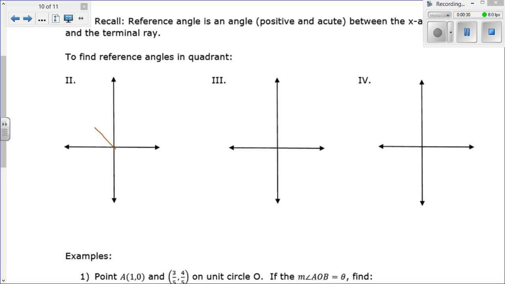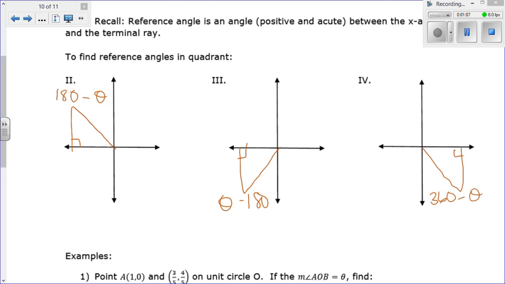our triangle would look like so, and my reference angle would be 180 degrees minus theta. In quadrant 3, my reference triangle would look like so, and I would do theta minus 180. And in quadrant 4, my reference triangle would look like this, and I would say 360 minus theta.